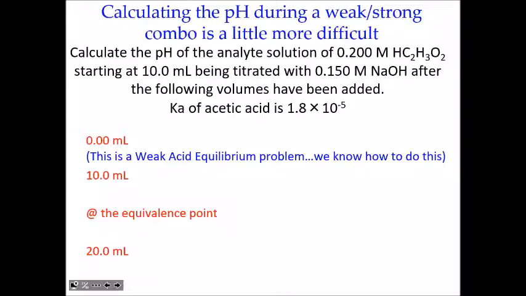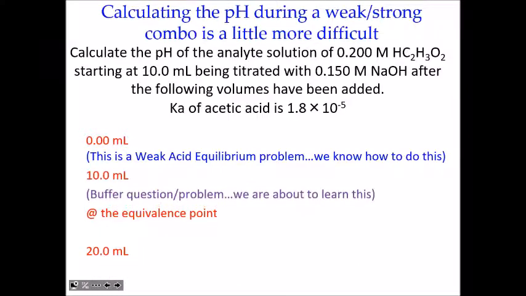So at 0 milliliters, when you haven't added any hydroxide, the only thing you have in solution that's been dumped in there is the acetic acid. So what is it doing? Acetic acid's reacting with water. So it's basically a weak acid equilibrium problem. Same thing as we've been doing in the previous lesson. Nothing's been added, so it's really just acetic acid with the water. A little bit of it reacts with water, you get a little bit of hydronium, you get a little bit of conjugate base. So that part we already know how to do, it's just the beginning part.